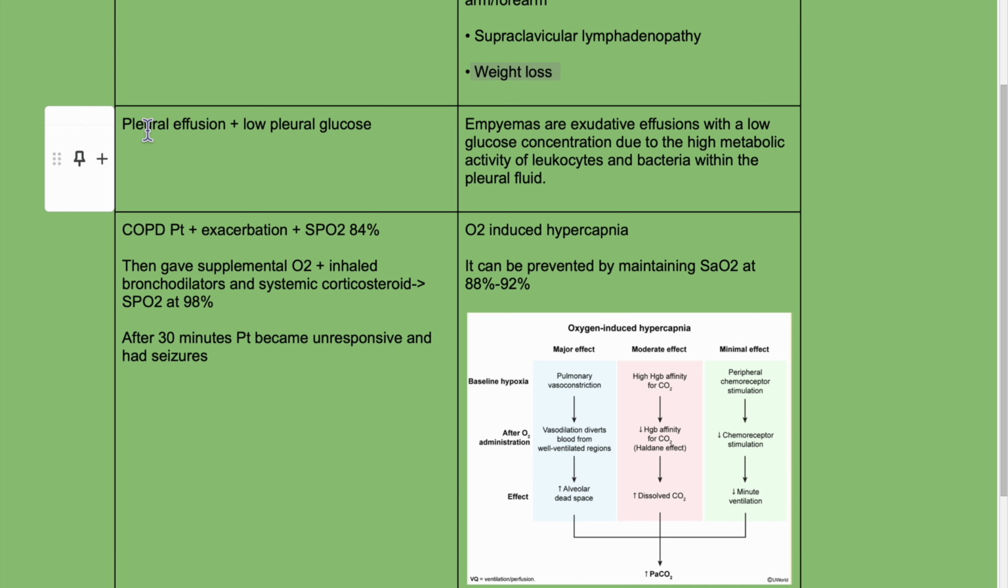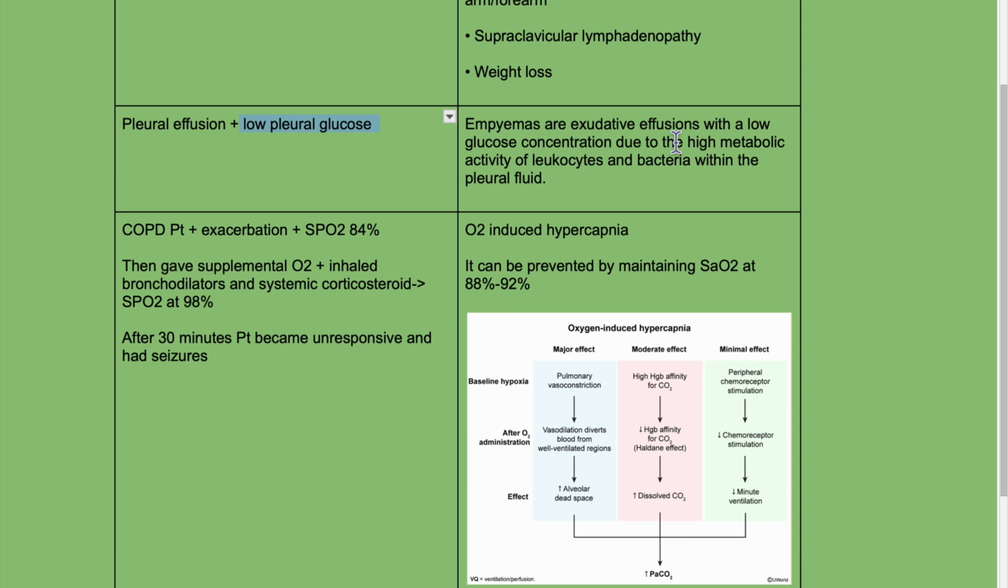You have pleural effusion plus low pleural glucose. Okay, so again, we already talked about this. If you have pleural effusion and low pleural glucose, that means you have empyema. Empyemas are exudative effusions with a low glucose concentration due to the high metabolic activity of leukocytes and bacteria within the pleural fluid.